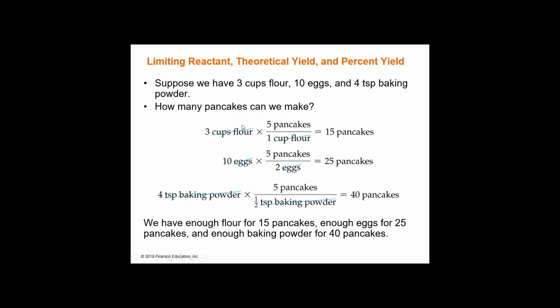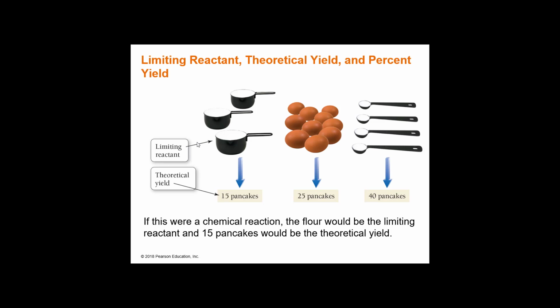So we come out with the 3 cups of flour, we can have 15 pancakes. With the 10 eggs, we have 25 pancakes. And with the 4 teaspoons of baking powder, we can make 40. So now these are not matching the amounts here. So something's going to have to change. What it is is that we can only make the smallest amount.